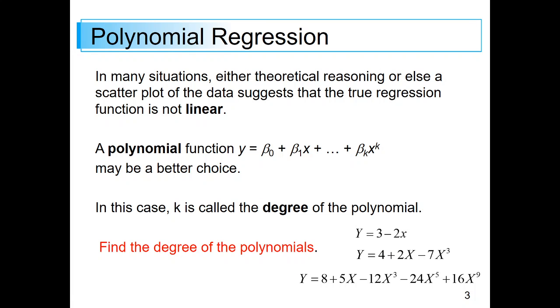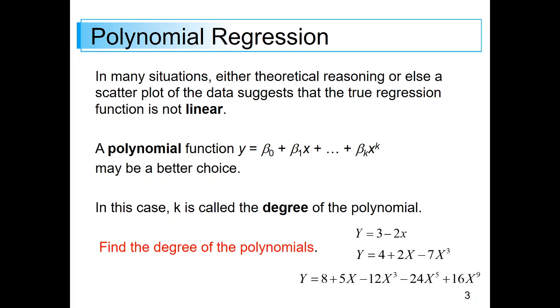So if it's not linear, that is, not a straight line, then maybe a polynomial function might work, like a quadratic or a quartic or a quintic, and you get the idea. So you might have a polynomial function with beta naught, beta 1 x, and the highest degree is the degree of the polynomial. So for example, in this case, k is called the degree of the polynomial.